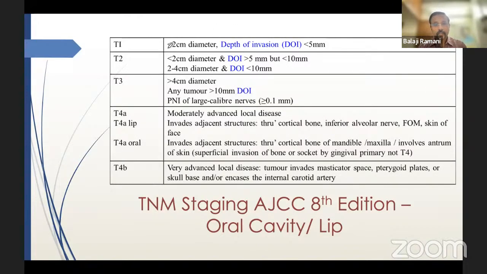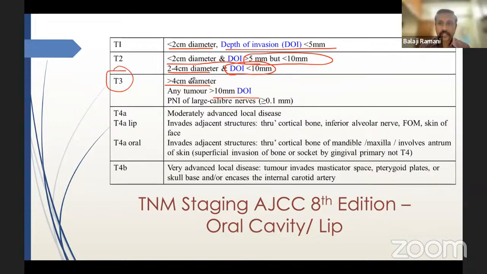Look at it here. Less than 2 centimeters, depth of infiltration less than 5 millimeters. Less than 2 centimeters and depth more than 5 but less than 10. And again 2 to 4 centimeters with the depth of infiltration overall less than 10. Okay, then what is T3? Any tumor which is more than 4 centimeters or more than 10 millimeters. Whenever you have that, that will go under T3.